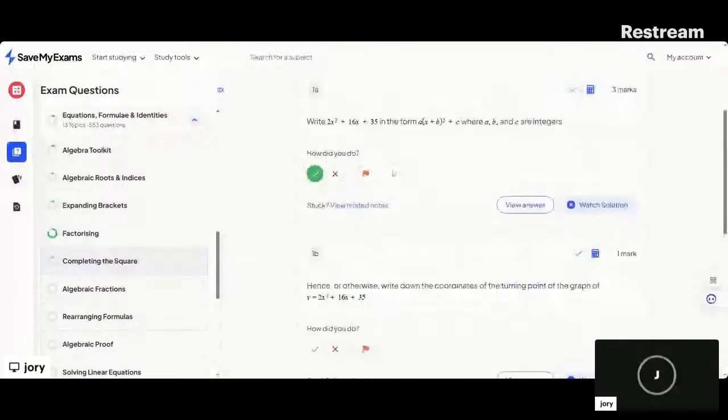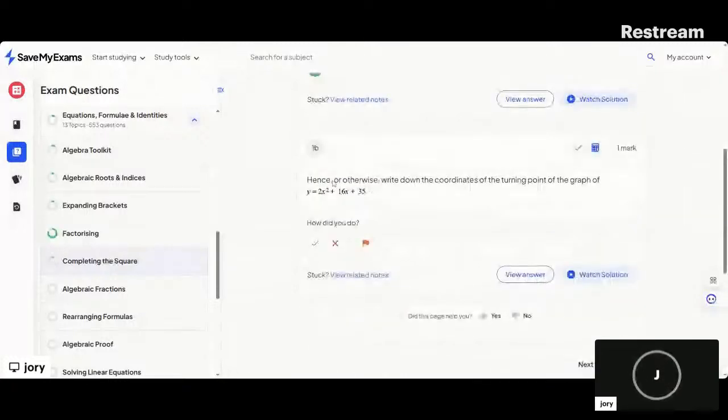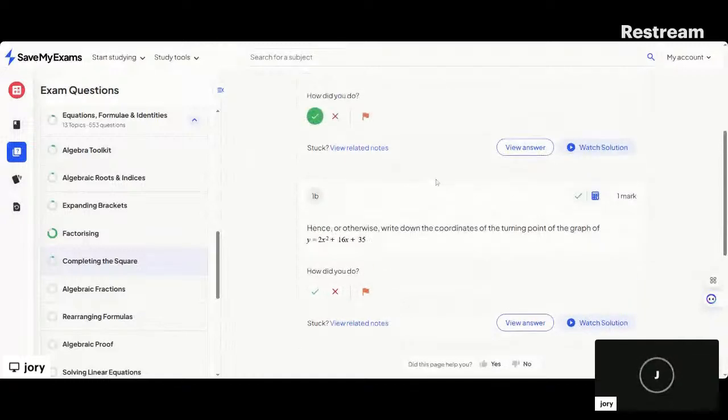What does hence or otherwise mean? Why does it start the question with hence or otherwise? Write down the turning points.